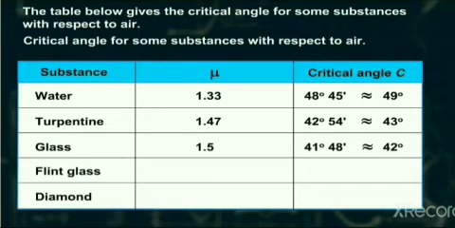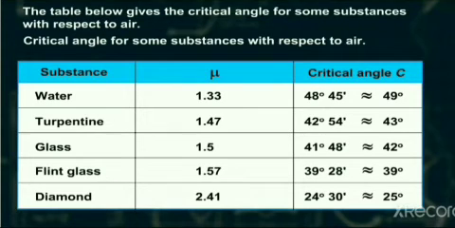approximately equal to 42 degrees. The refractive index of flint glass is 1.57 and its critical angle is 39 degrees 28 minutes, which is approximately equal to 39 degrees. And the refractive index of diamond is 2.41 and its critical angle is 24 degree 30 minutes, which is approximately equal to 25 degrees.